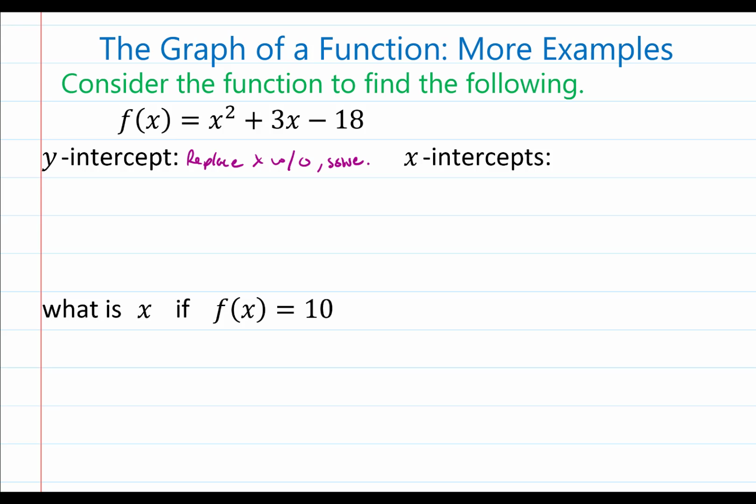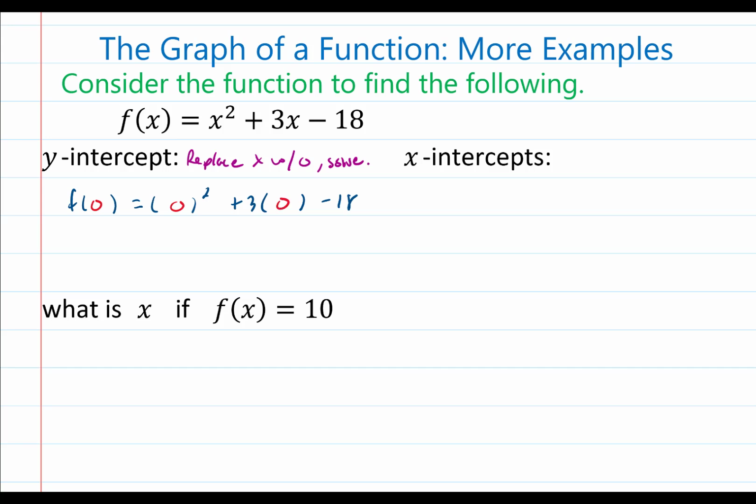So remember that the y-intercept is where the graph crosses the y-axis. And any point on the y-axis has an x-coordinate of 0. So for our function, we will take out the variable x, and we will replace it with a value of 0.